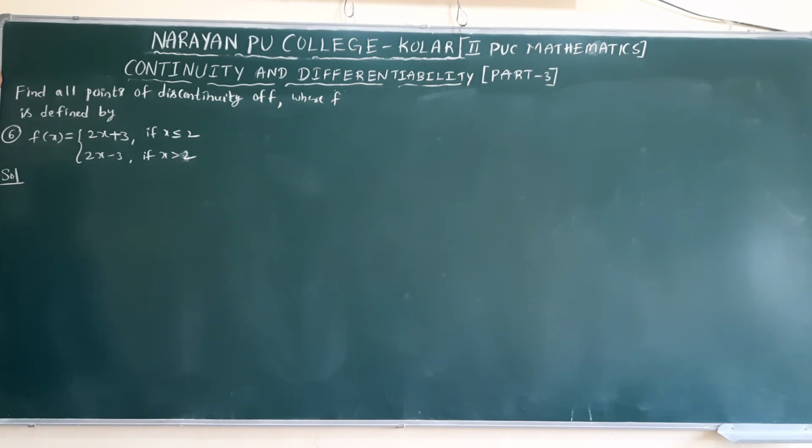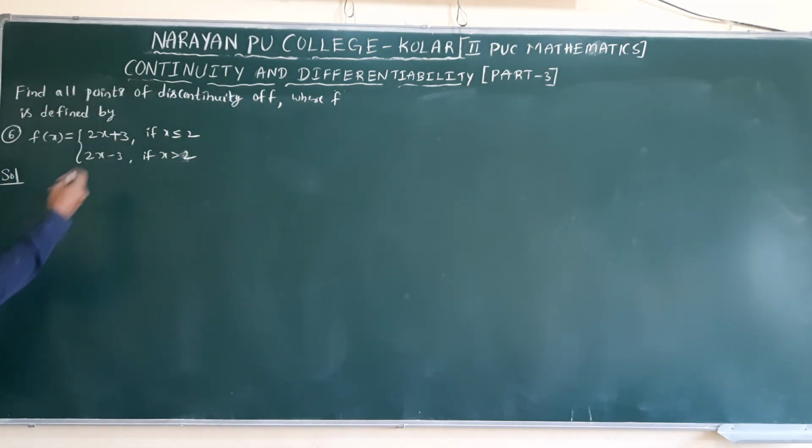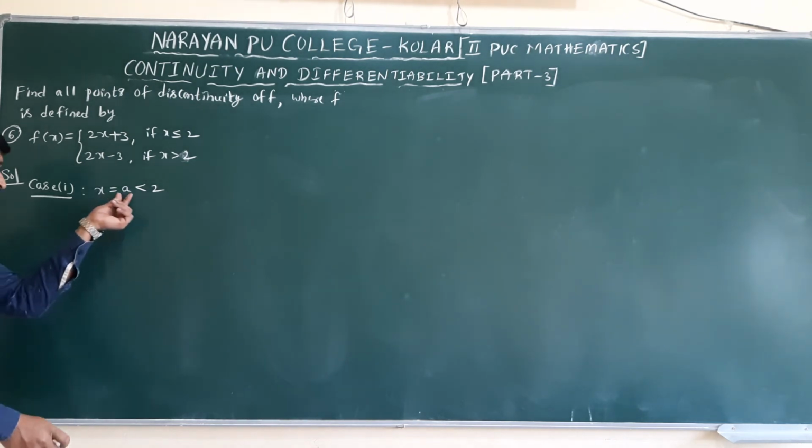First, because they not mentioned check continuity at 2 only. If at 2 means we can use directly LHL, RHL, f of a. They not mention the point, they given condition, that's all. From these conditions we need to verify where this points function will becomes discontinuity. First, case 1. Now case 1 I am taking x is equal to a, that is less than 2. Less than 2 have several number of real numbers. We are not able to take one x value, okay. That's why we are taking symbol.